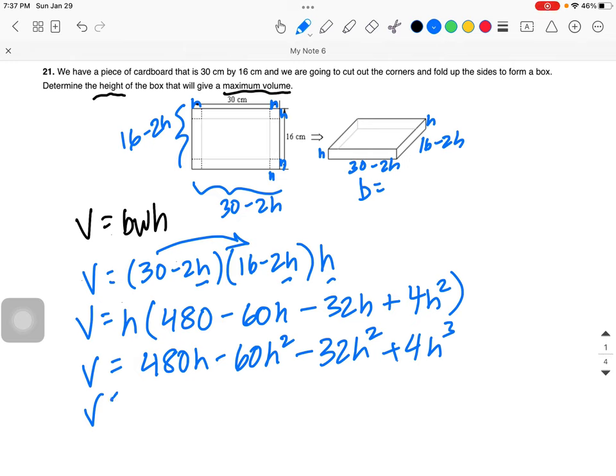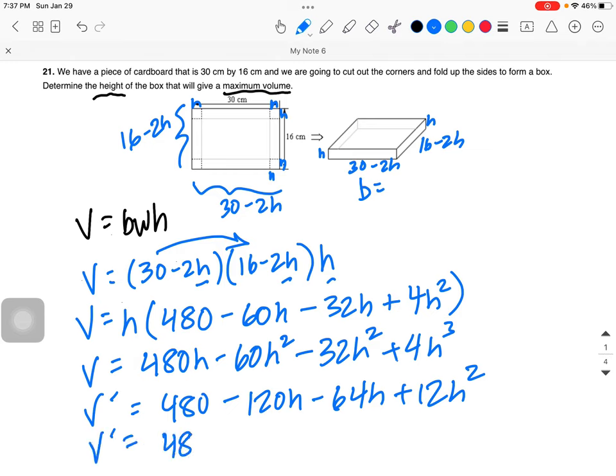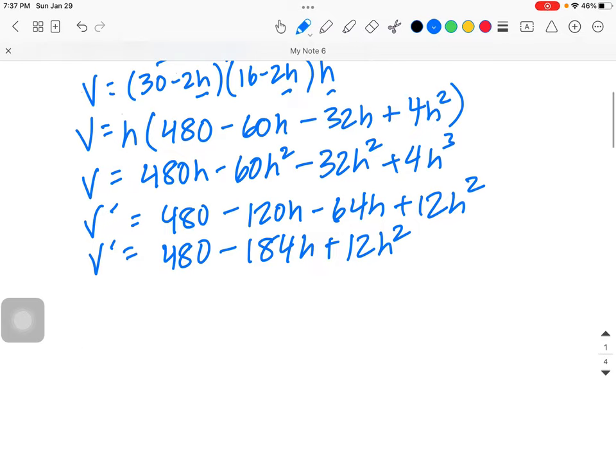And then if I take the derivative, I'm going to have 480 minus 120h minus 64h plus 12h squared. So V prime is equal to 480 minus 184h plus 12h squared. Set this equal to 0.